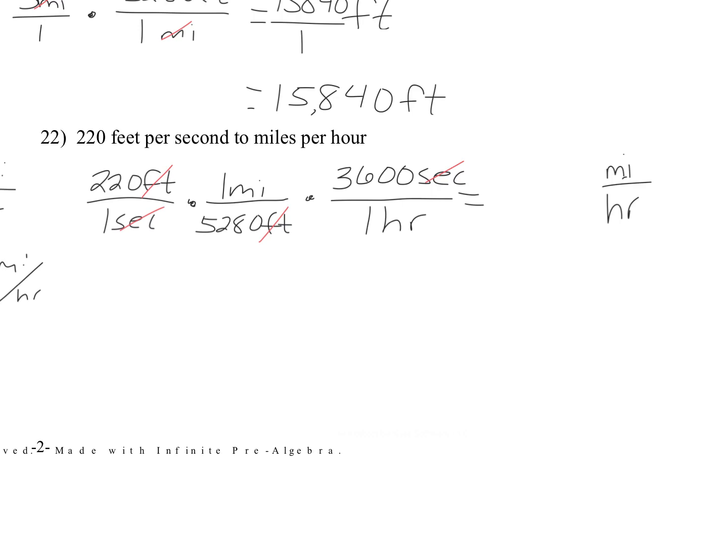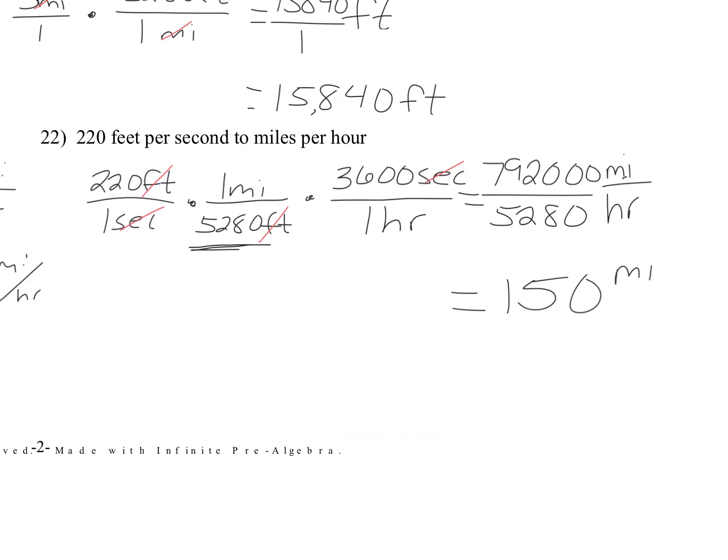Okay. Now do we have what we want? So what's our 4th step? Multiply straight across. What do we get on the top? 792,000. What do we have on the bottom? Careful. Don't forget about that 3,600. Everyone okay here? Then what's our last step? Step 5. Divide. What do we get as our final answer? Anybody got it? 150. Yep, 150. What's my label? Miles per hour.